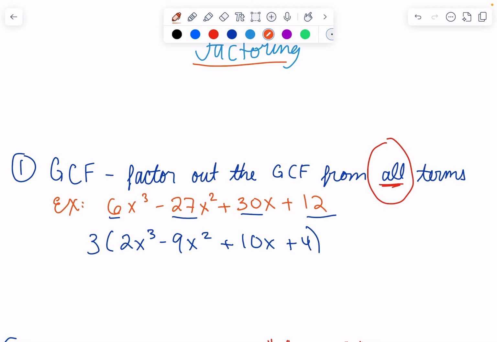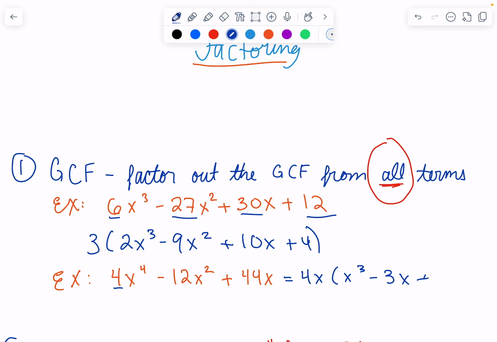Now let's look at a different example. Let's say I had 4x to the 4th minus 12x to the 2nd plus 44x. We'll leave it like that. Now, if I look at these terms, is there a factor that's common to all of them? The answer is yes. The GCF in this case would be 4x. And what we're left with then is x cubed minus 3x plus 11.